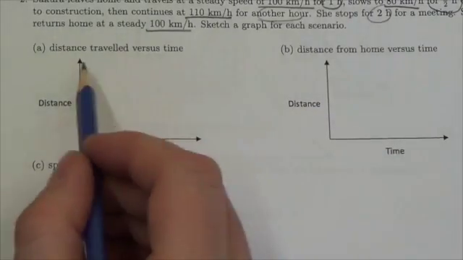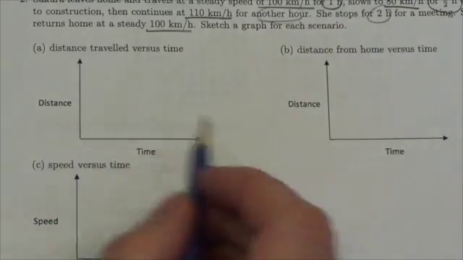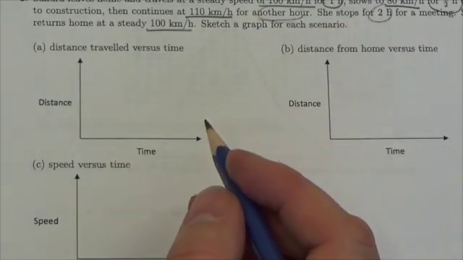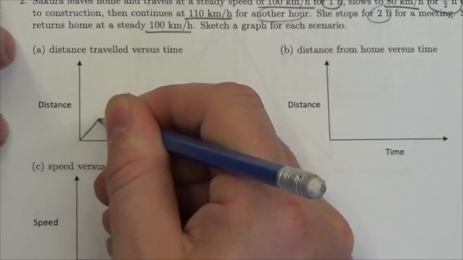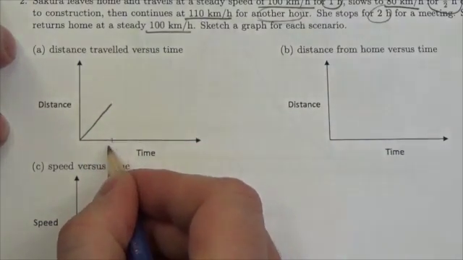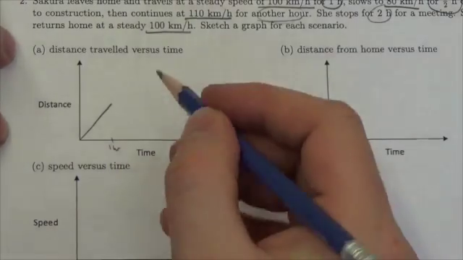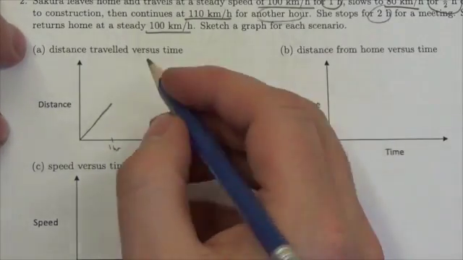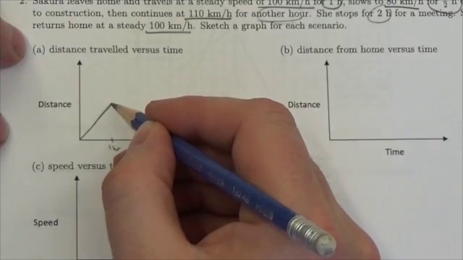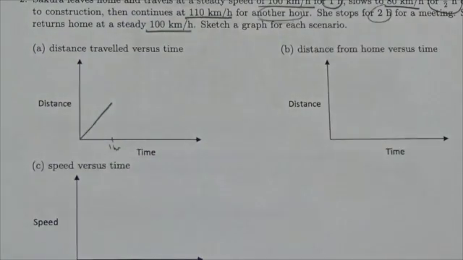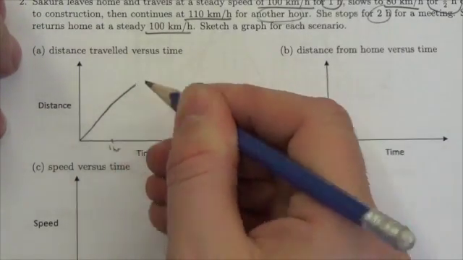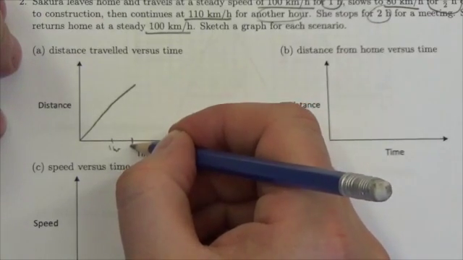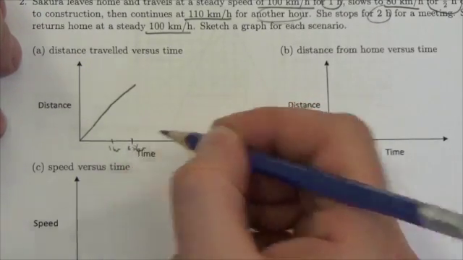Now, look at the first one here, distance traveled versus time. At 100 kilometers an hour, let's say it looks like this, and we'll give this about an hour. Then we're told that she travels 80 kilometers an hour. You're not covering quite as much distance in that span of time, so it's not going to increase quite so much. It's only going to go for half an hour, so this will be like 1.5 hours.